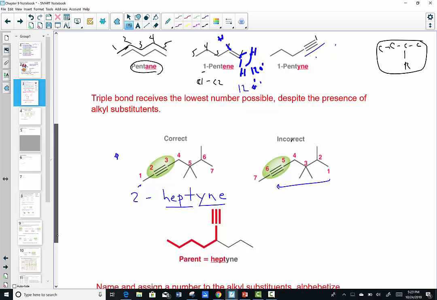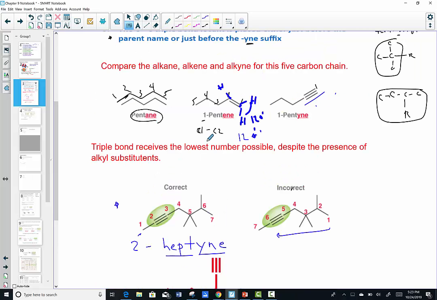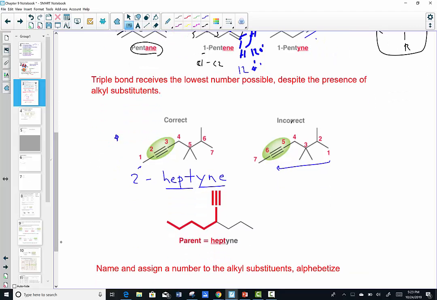Now to figure that out, notice that we have some substituent groups here. We have a methyl group at carbon 5, another at carbon 5, and another at carbon 6. So listing those, we would have 5, 5, 6, and that is trimethyl, all one word. And then hyphen 2-heptyne. So we labeled all 3 methyl groups by position.